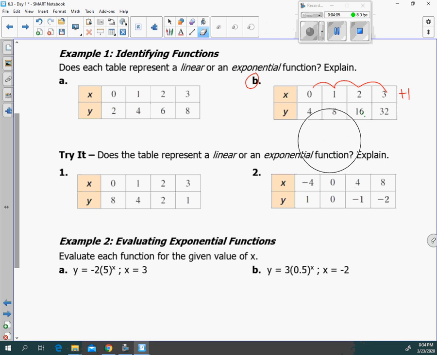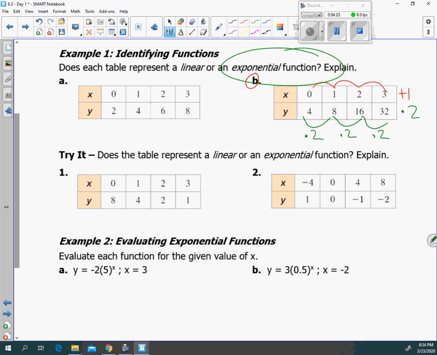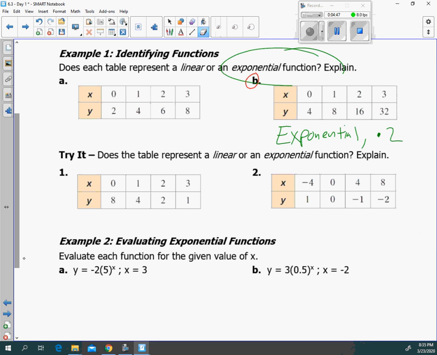But is there another pattern? Why, yes, there is. Mr. Beek, I think they're timesing by 2. Are they doing that in here? Timesing by 2 and timesing by 2? Yes, they are. Since they're multiplying by 2, that means it's an exponential function. Officially the question doesn't ask what the pattern is, it asks is it linear or exponential? I would say exponential. Why? You can just say multiplying by 2. Simple as that. That's honestly our concept for today.